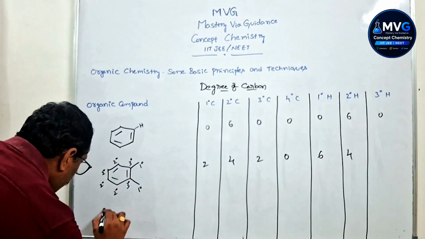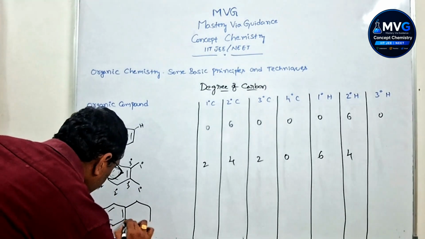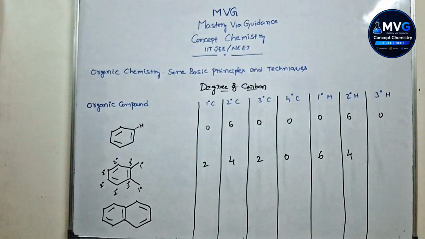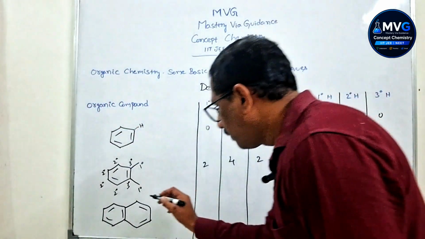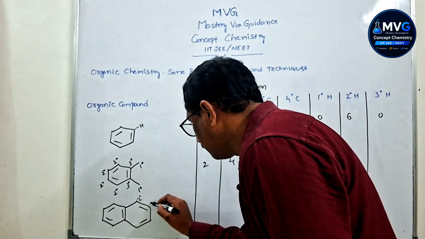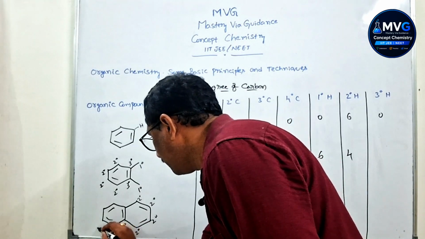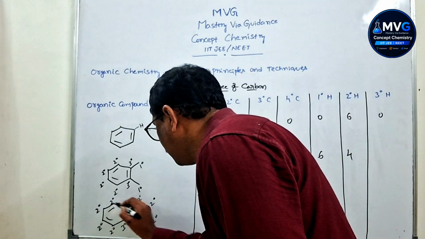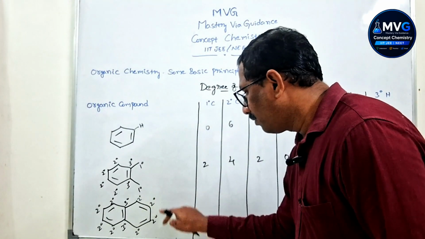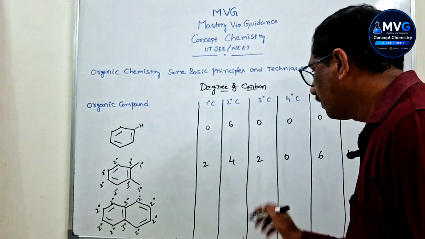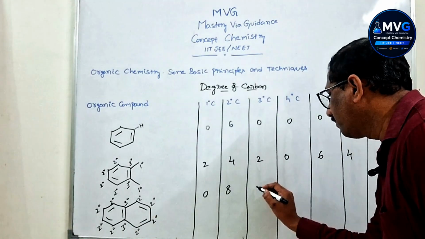Next, one more molecule I am giving here, students. Find how many primary, secondary, tertiary carbons. Here it is secondary, secondary, secondary, secondary, tertiary, secondary, secondary, secondary, tertiary. Now secondary carbons: 1, 2, 3, 4, 5, 6, 7, 8. So secondary carbons 8 are there. Primary carbons 0. Tertiary carbons 2 are there.